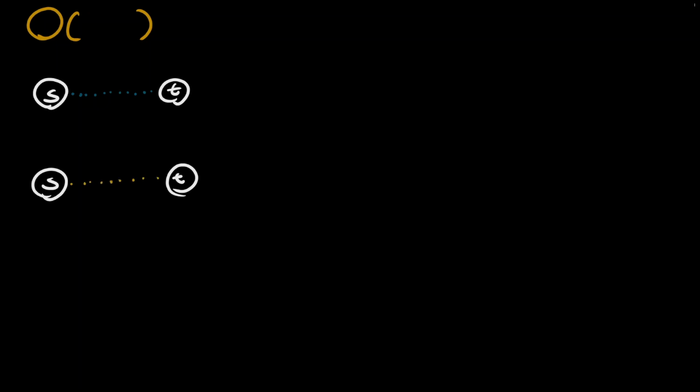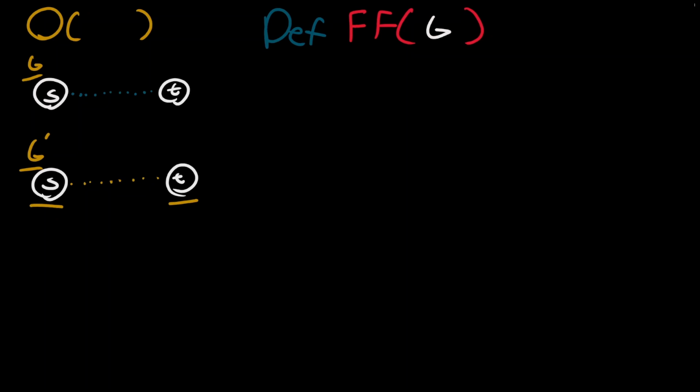We're going to have the graph G and G prime, the original and the residual graph, and work our way through and ask, can I find a path from S to T? If I can no longer find a path from S to T, then we have found the maximum flow, and the algorithm is done. So let's work through some pseudocode. We're going to define FF for Ford-Fulkerson, and it's going to take in a graph G.